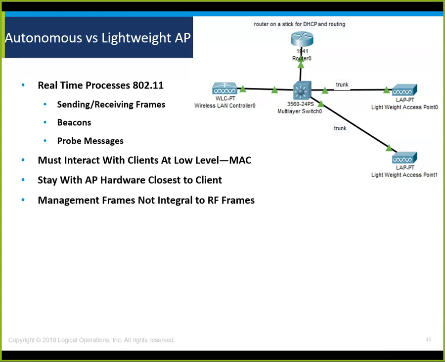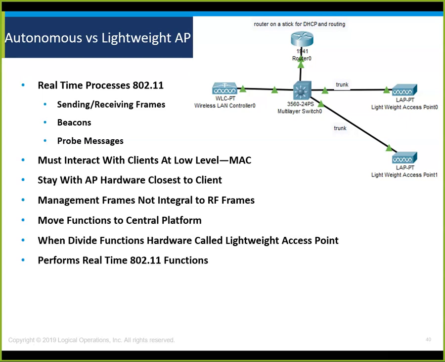Authenticating using the proper password, or the proper pre-shared key, would be, but the management itself is going to be done on the wireless LAN controller. So we're going to move those functions to the central platform, and then we're going to divide the functions. The hardware is called a lightweight access point, and it's going to perform the real time functions. We're going to connect to it. It's going to do the encryption. It's going to send the information off of the access point, the physical connectivity.